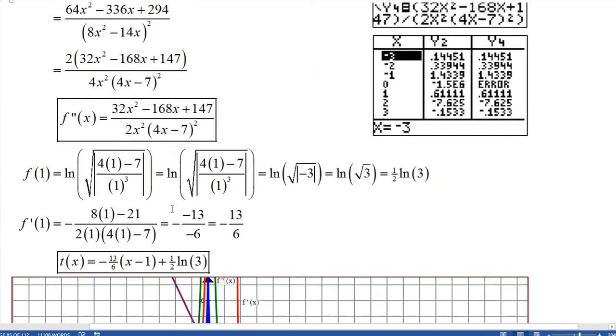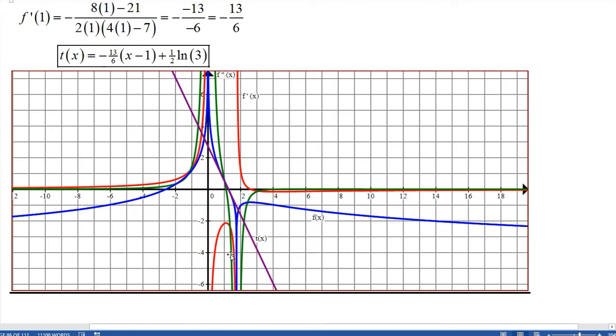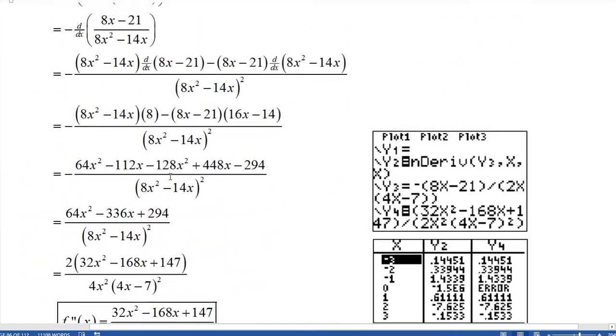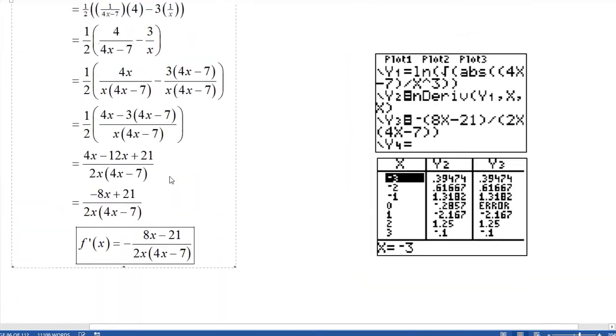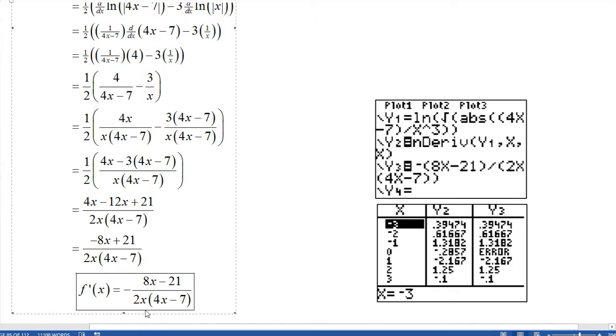And I believe both of those will give us vertical asymptotes on our original function. If you look at the graph here, the blue graph, you see a vertical asymptote here at x equals 0, and also here at 7/4. Okay, so we don't have to put any extra restrictions. This is defined exactly where it should be, and it's undefined exactly where it should be.